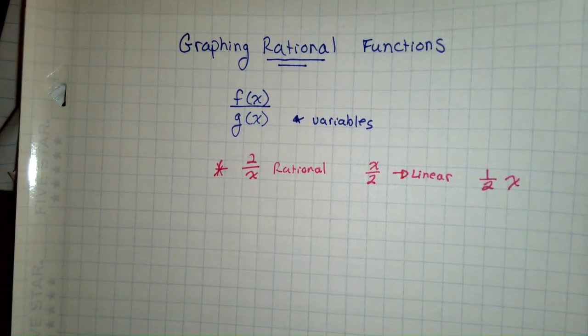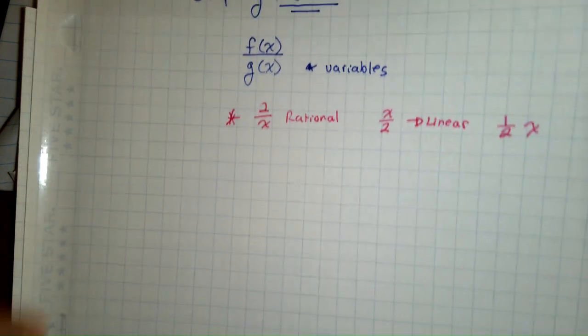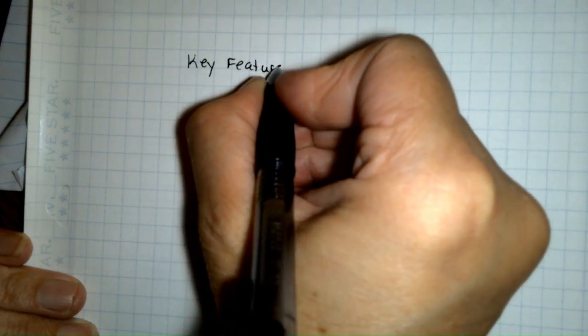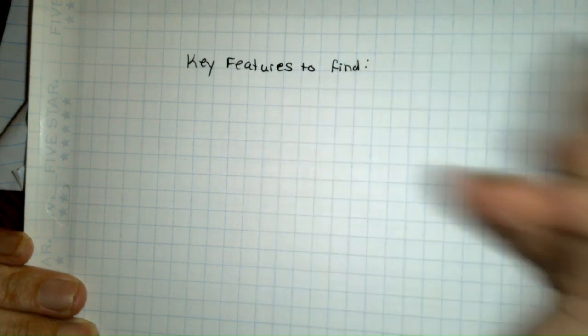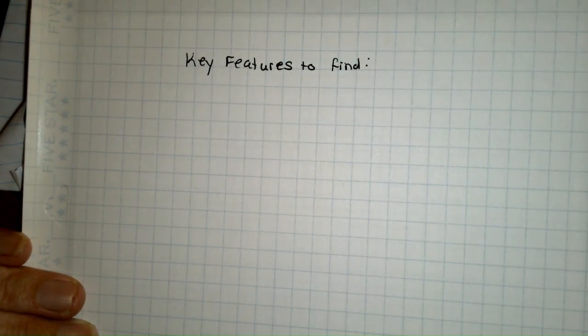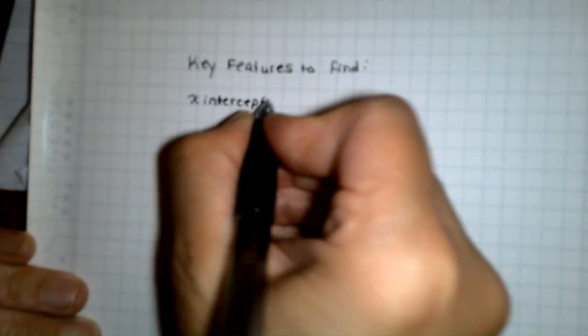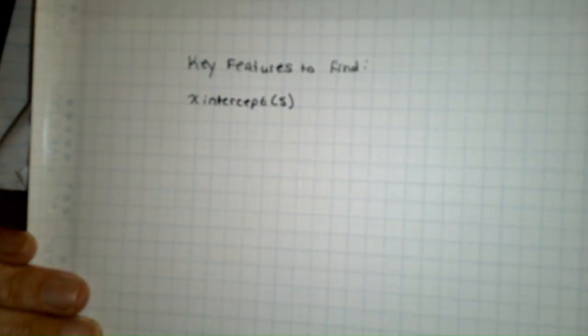So when you're graphing rational functions, it is really important to find key features. So that's what we're going to focus on. So key features to look for. And if you can get these key features, you're going to have a pretty awesome basis for a graph. So the x-intercept. You can have more than one.